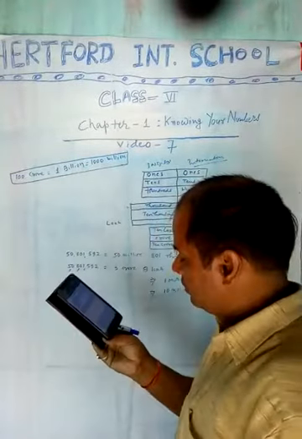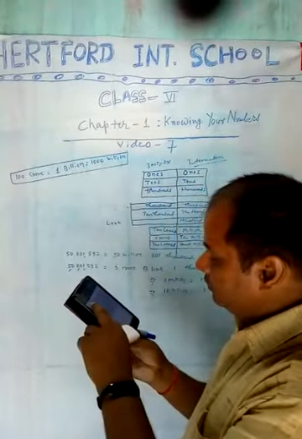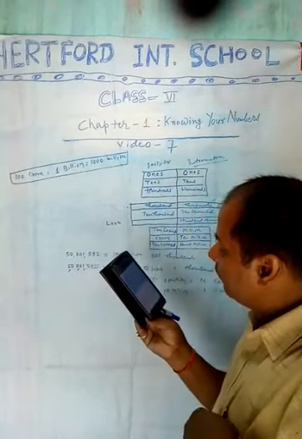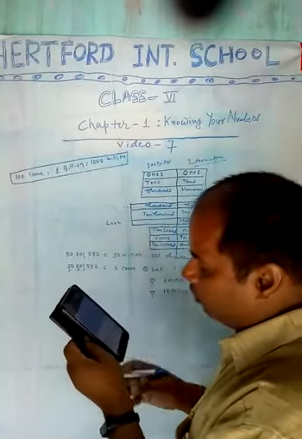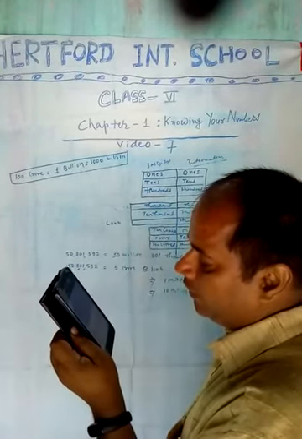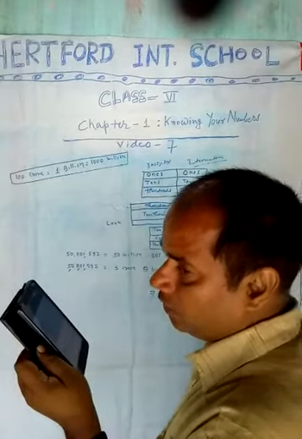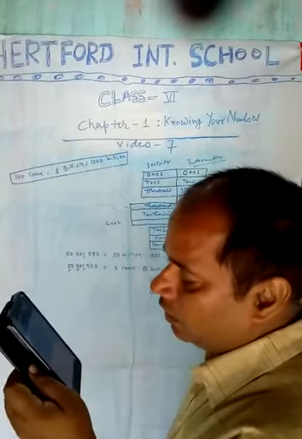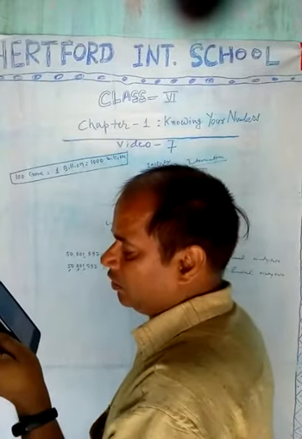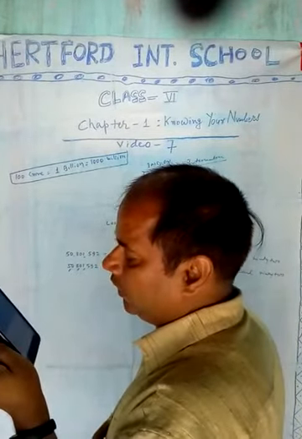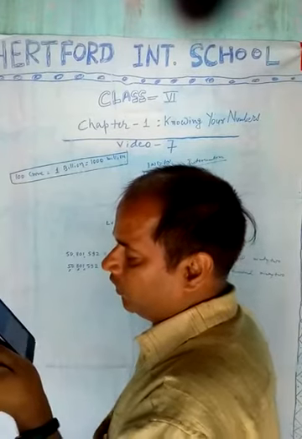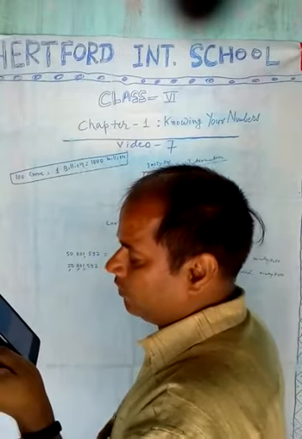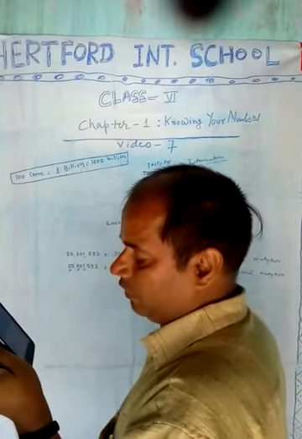Next topic is, do you know India's population increased by about 27 million during 1921 to 1931? 37 million during 1931 to 1941, 44 million during 1941 to 1951, 78 million during 1951 to 1961.